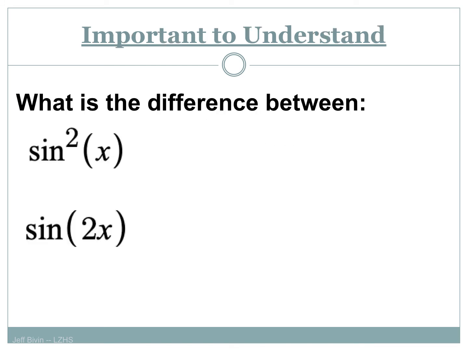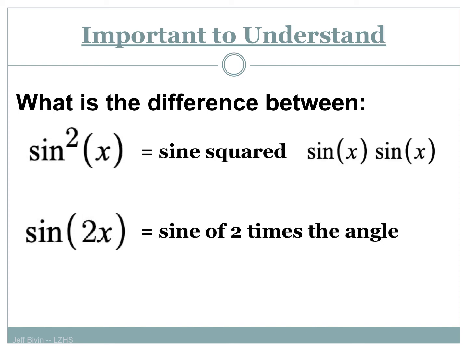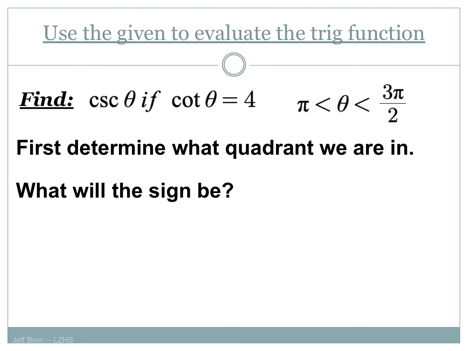Just a quick little piece, I mentioned this earlier. What's the difference between sine squared x and sine of 2x? Well, it's just the placement of the 2, and just be careful with your handwriting. Is it an exponent? Is it just an integer in there? Because the first one means sine squared, sine times sine, but the second one means sine of 2 times the angle.